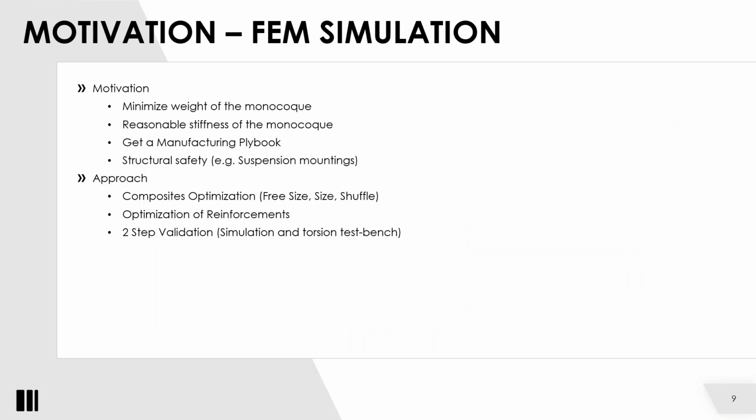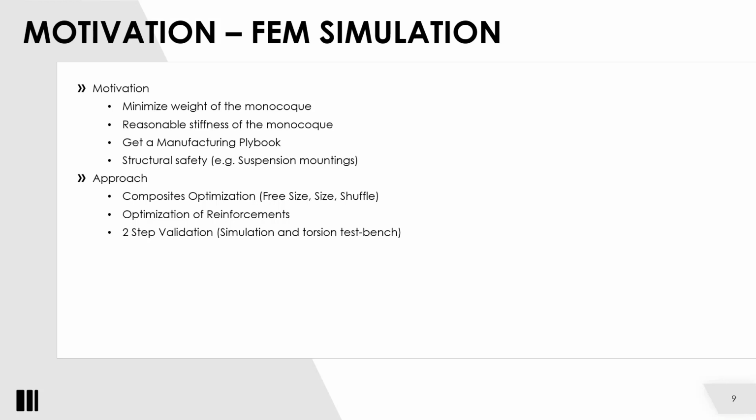Why we do this? Well, obviously every Formula Student team wants to minimize the weight of the monocoque while still obtaining a reasonable stiffness in the monocoque and to get the manufacturing playbook. The stiffness you need because otherwise your suspension team will come to you and say, well, all the work we've done is worthless because you build a wobbly monocoque. And there's also this aspect of structural safety, for example, at your suspension mounts or your harness mounts. You want to be sure that they don't break.